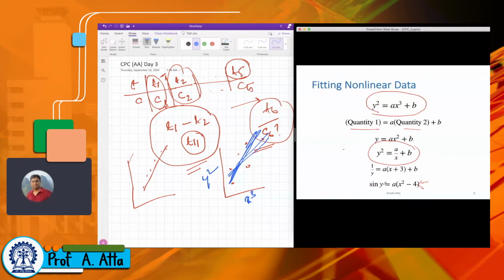But tell me this one, the sine one, it is interesting. How do you do that? What should you plot in x and y here? Tell me the x axis and the y axis of this last equation that you see. What would be my x axis? x square minus 4. And y axis would be sine y. What would be the nature of this curve? Very easy question: a straight line which will pass through the origin.